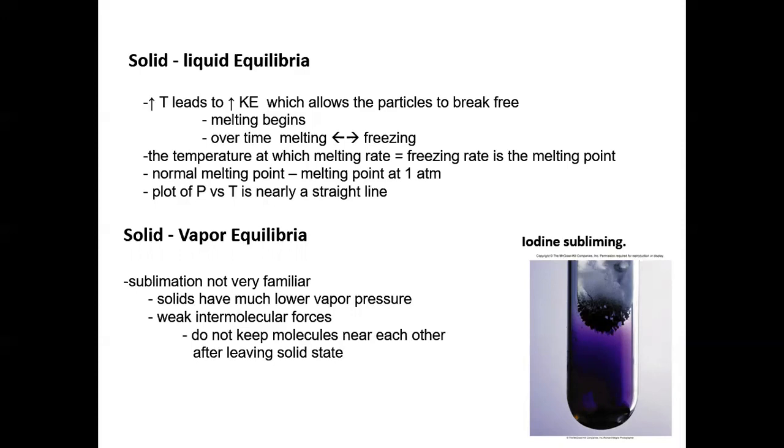Now, just like with boiling point, we have the normal melting point, which is the melting point at 1 atmosphere. For water, the normal melting point is 0 degrees Celsius. Anytime you read about a melting point of a substance, typically that's the normal melting point of that substance. If you were to plot pressure versus temperature, it would give you an almost linear fit. As you increase pressure, you're going to increase the temperature of that substance. So that's what's occurring at the solid-liquid equilibria.